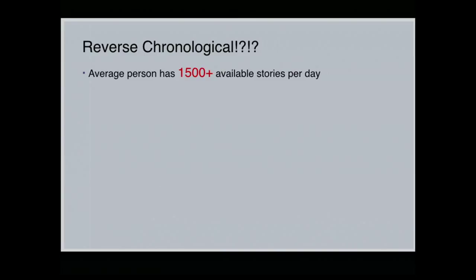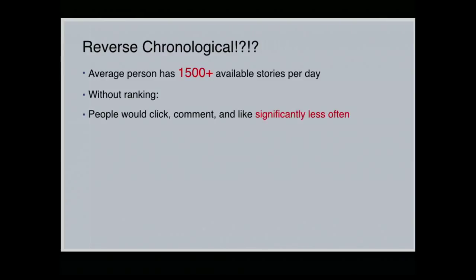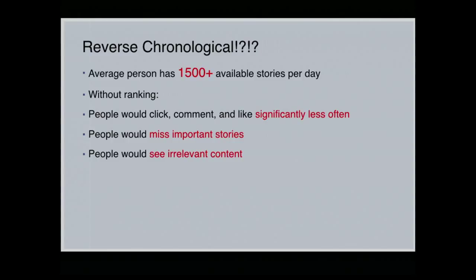But the reality is that a given person has, on average, 1,500 stories they could potentially see in a given day. We've run experiments without ranking. People click, comment, and like things significantly less often than they do with ranking. People miss stories that we deem important, and see content that we think is irrelevant. Maybe you don't care that someone you went to junior high with had a carrot cake for lunch. This is why ranking is important.